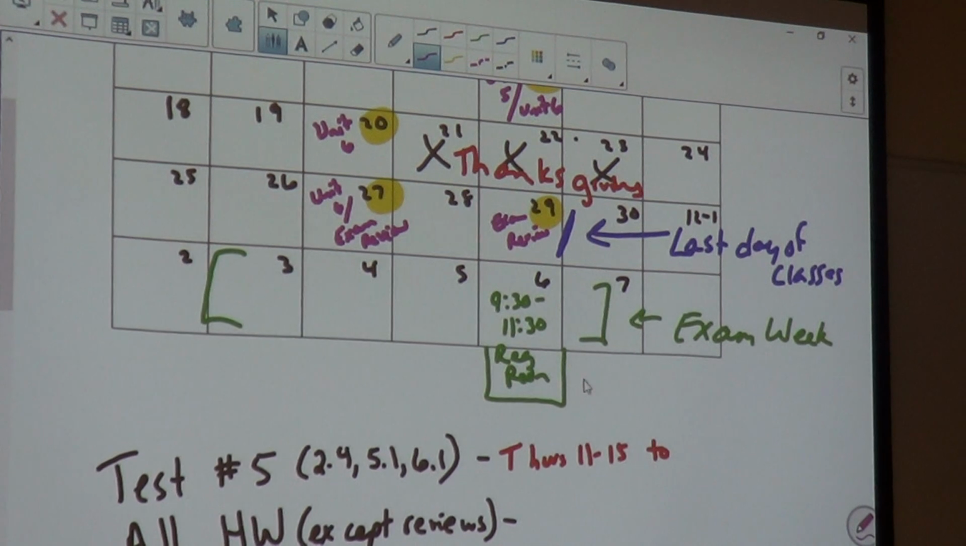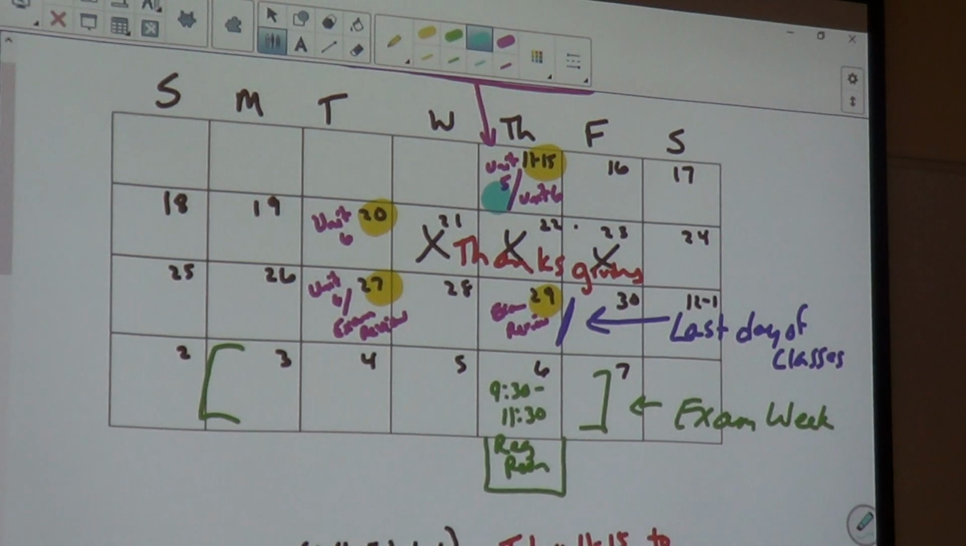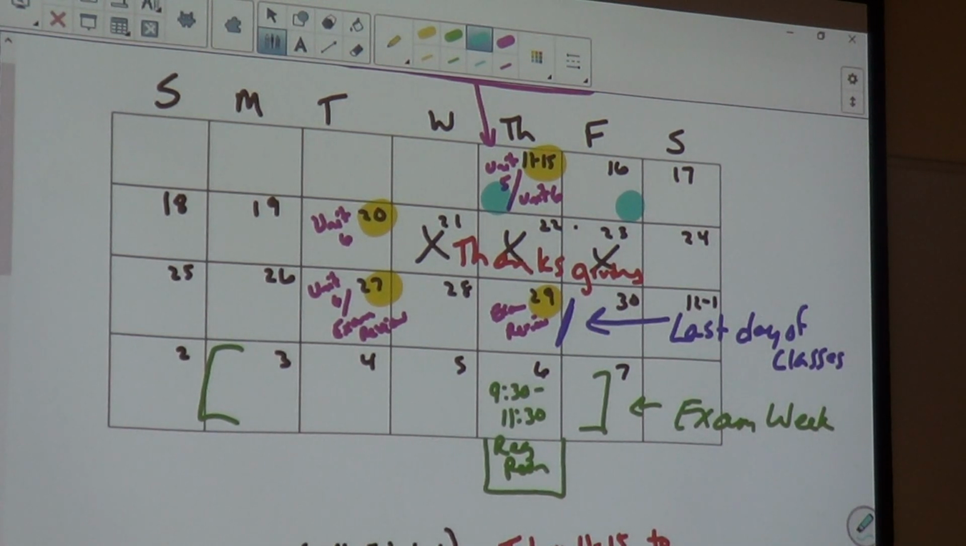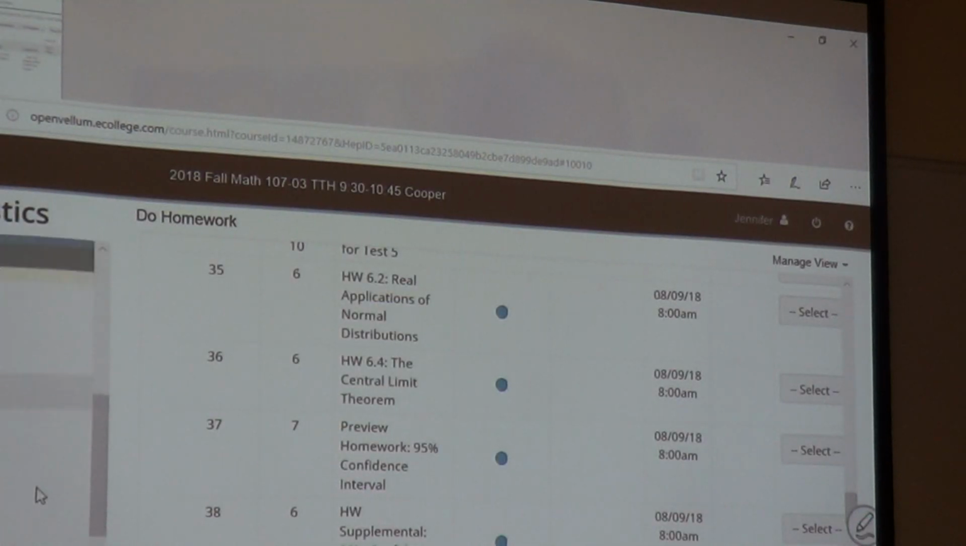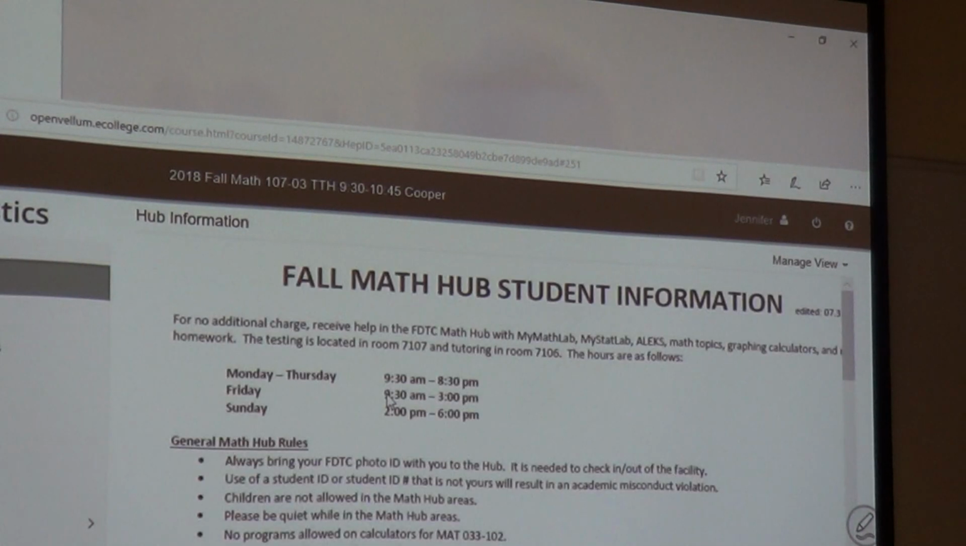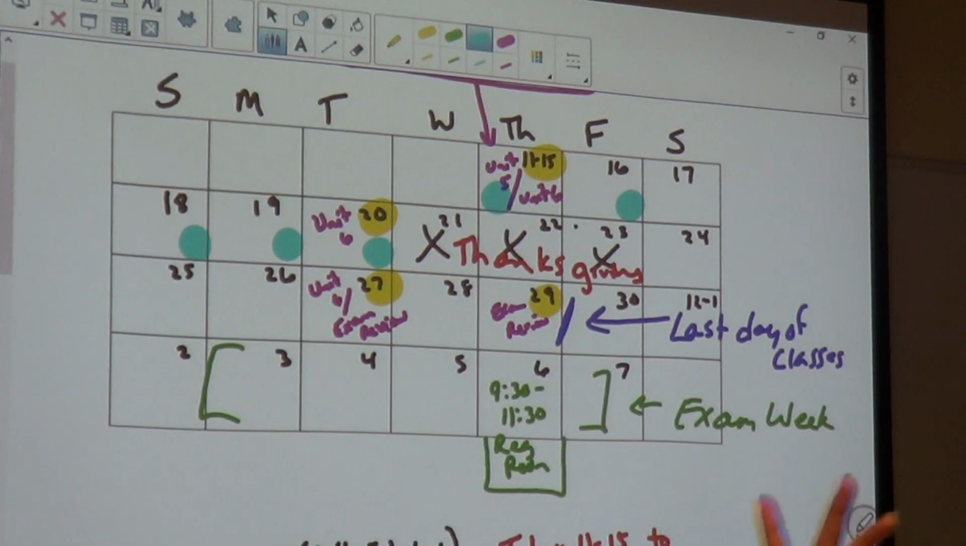So, first off, let's decide when we want our test to end. Our test opens today, which means you have Thursday, Friday, and you have Sunday, Monday, Tuesday. Now, the hub will be closed Wednesday, Thursday, Friday for sure. Let me go out here and see if the hub is open Thursday. Let's see. Okay, the hub will be open Sunday after Thanksgiving. November 29th. Please. Please. For the test? Yeah.